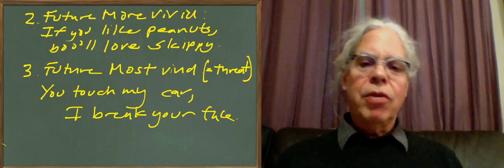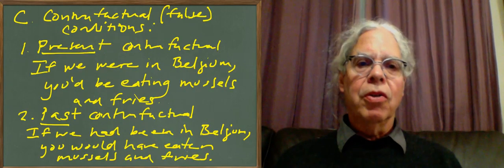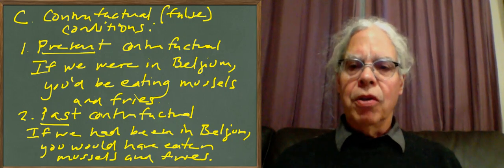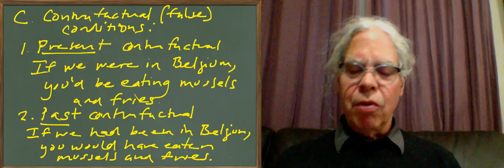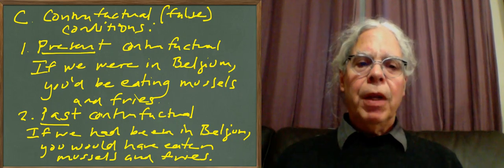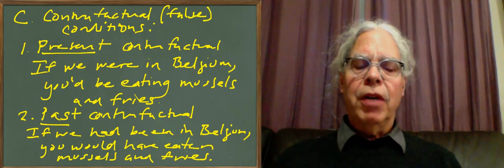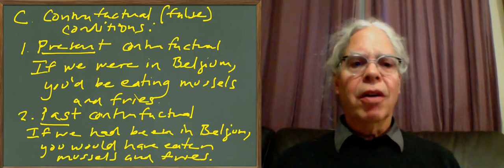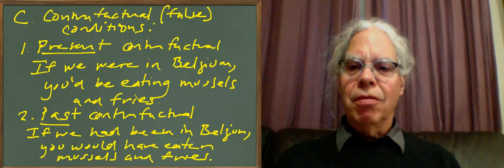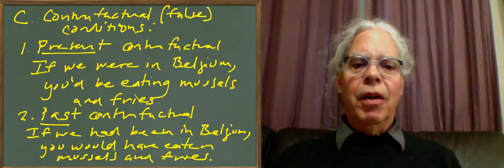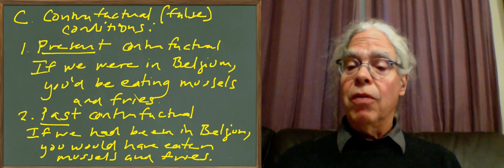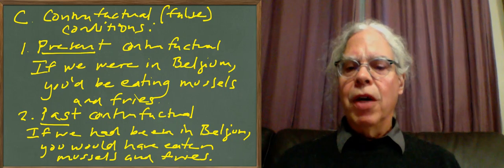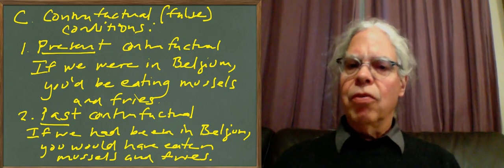So now we come to the last type of conditions, the contrafactual conditions, which are admittedly false conditions. And they, like the general conditions, there are only two types. There's the present contrafactual and the past contrafactual. And the present contrafactual is of the type, if we were in Belgium, and when you say that, you mean we're not, you'd be eating mussels and fries, and you're not doing that either. And the past contrafactual is just the past version of that. If we had been in Belgium, you would have eaten mussels and fries, and neither of those things are true.